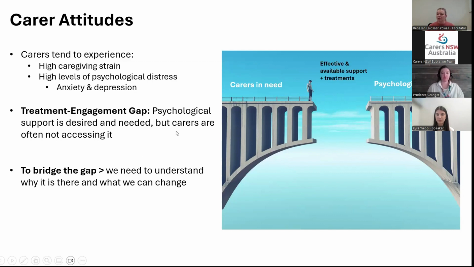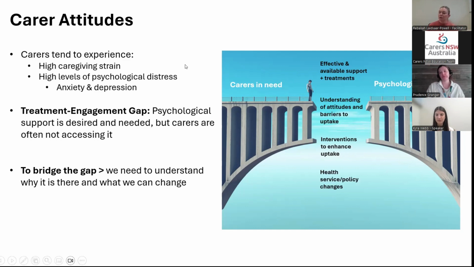So there are lots of things that feed into this, right? We need effective and available support and treatments to be able to bridge that gap. We need an understanding of attitudes and barriers to uptake of psychological support. We need interventions that might enhance the uptake of psychological support. This also exists in a broader health service and policy context, and there are probably some changes that need to be made there, as well as social and cultural changes, to bridge that gap.